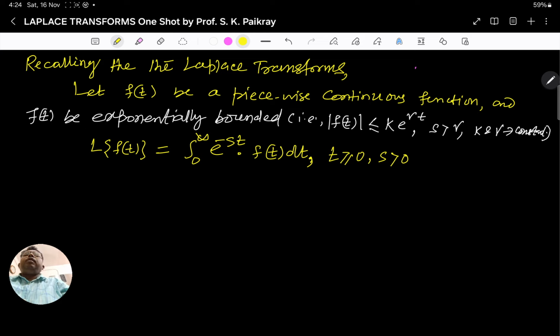Hello everyone. In this lecture, I shall discuss the Laplace transforms in a single shot. The objective of this single shot lecture is to understand the Laplace transforms, the whole thing at one time.